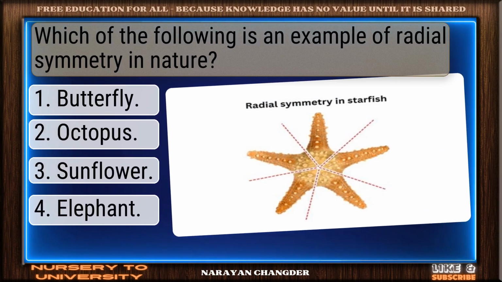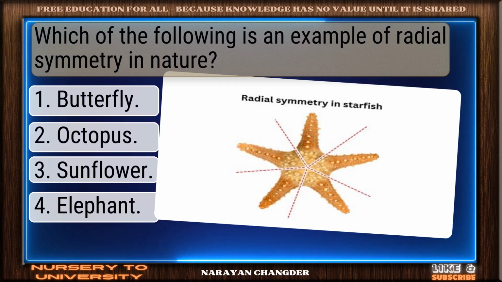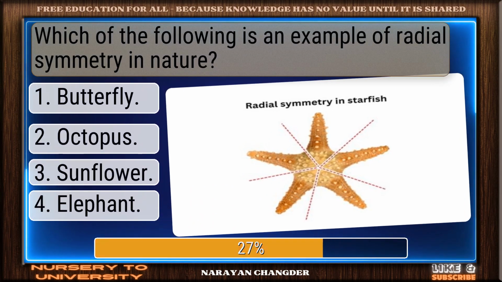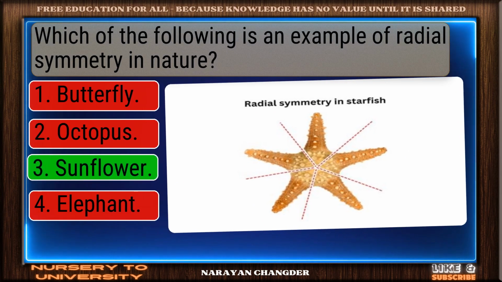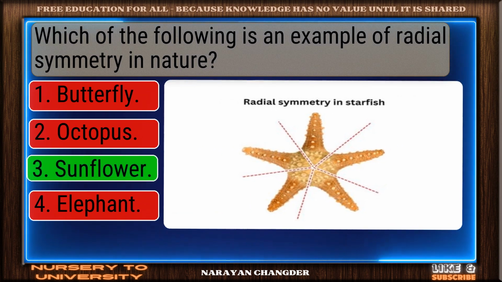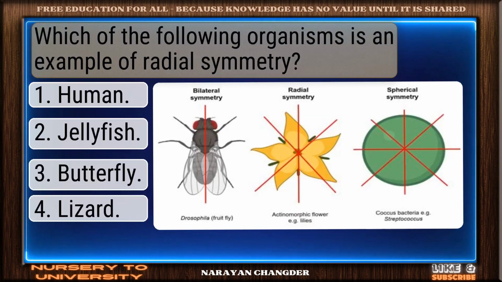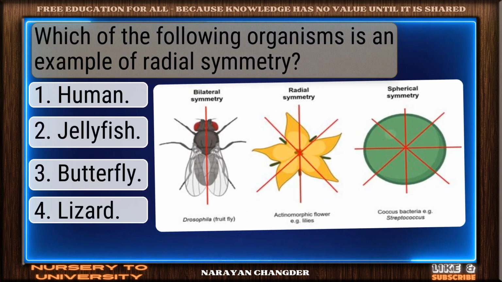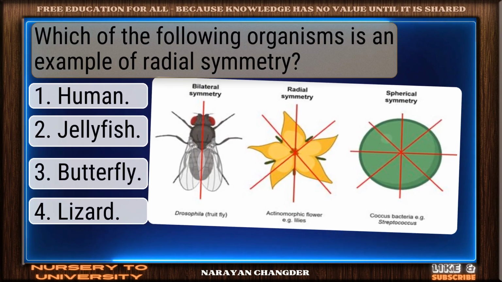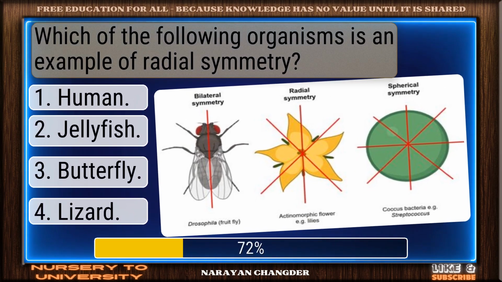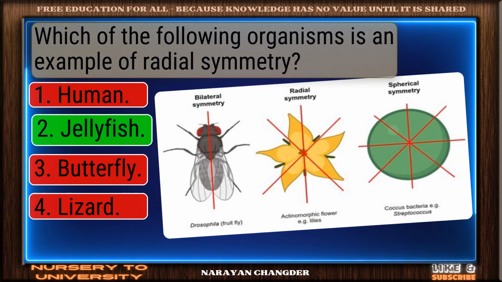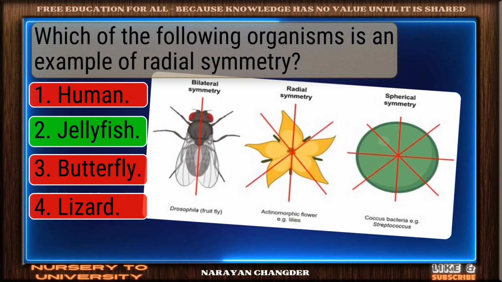Which of the following is an example of radial symmetry in nature? Right again. Sunflower is a valid answer. Which of the following organisms is an example of radial symmetry? Smart pick. Jellyfish is the correct choice.